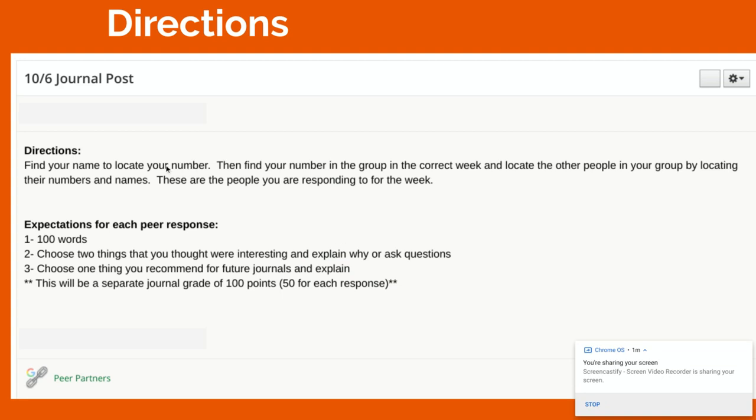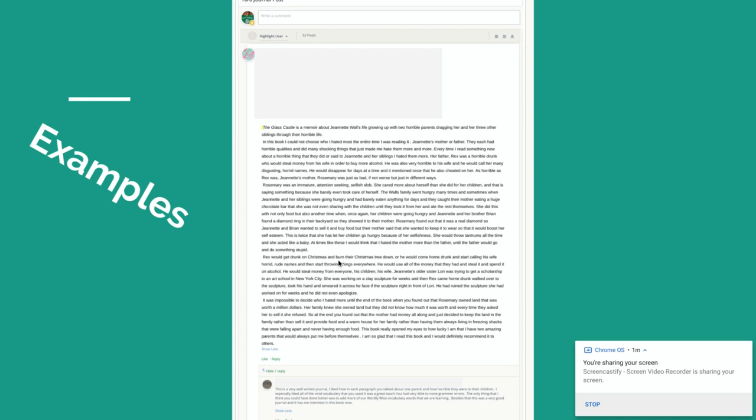So I had a system where they would find out what their job was and who they were grouped with that week. So it was 100 words. They were talking about two interesting things and one thing they could recommend to help them improve for the future. And I would then monitor the discussion board and read their responses, and they would have a separate grade based on that. So here are some examples.